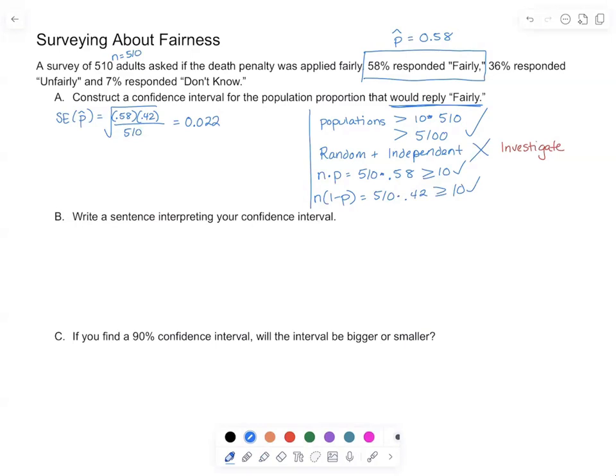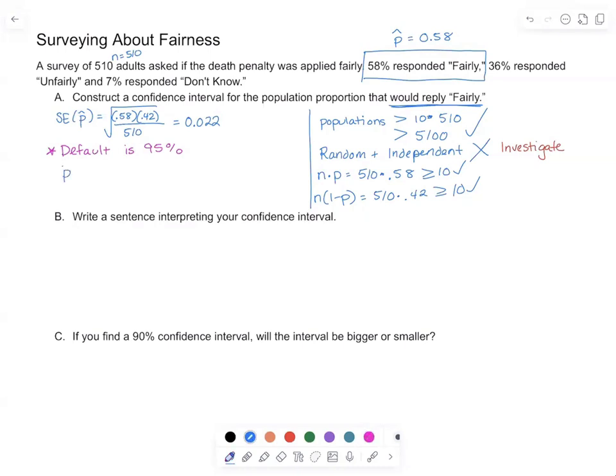Now, they don't tell us what level of confidence, right? They just say construct a confidence interval. And this is a really important point: the default level is 95%. Okay, that's sort of like the go-to. So if you're not given a specific confidence level, you can use 95%. So let's make a 95% confidence interval.